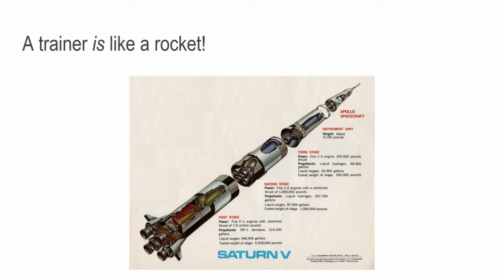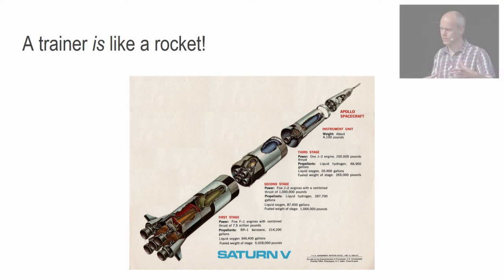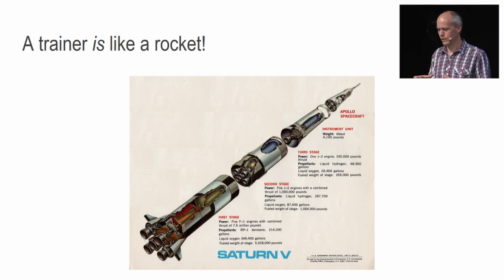So now we're going on to why a trainer is like a rocket. The reason it's like a rocket is that we're going to deliver the trainer in stages. Each one of these stages is going to contain and power all of the stages that follow it. And at each stage, we will jettison the old stage and just lose it, and then carry on with a lighter payload and lighter payload until we get right to the end.